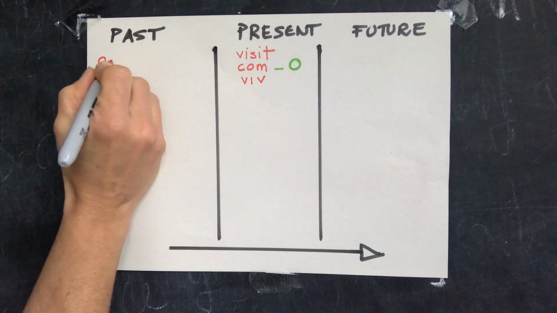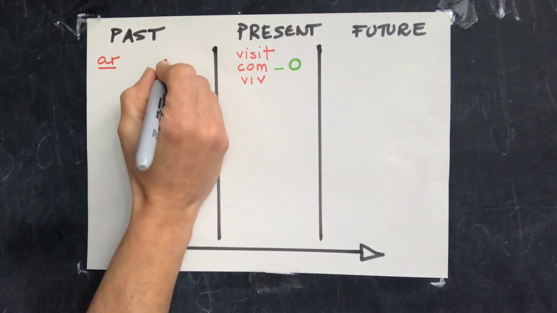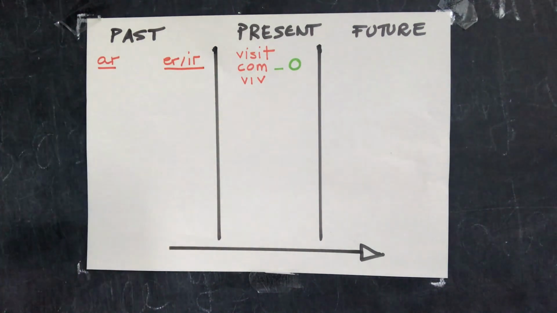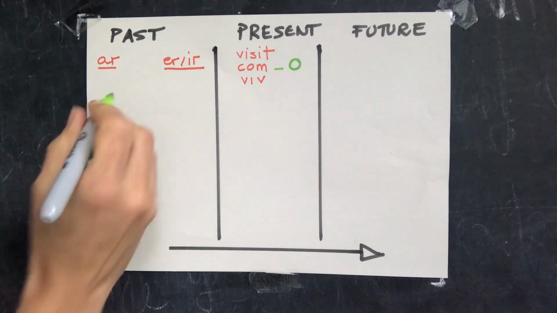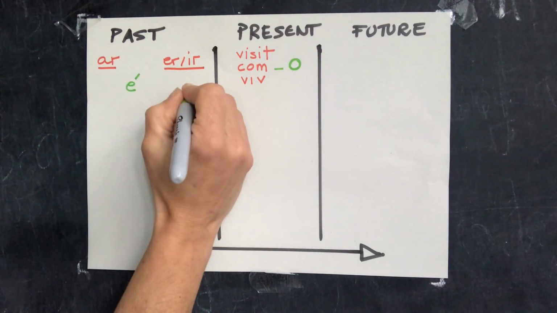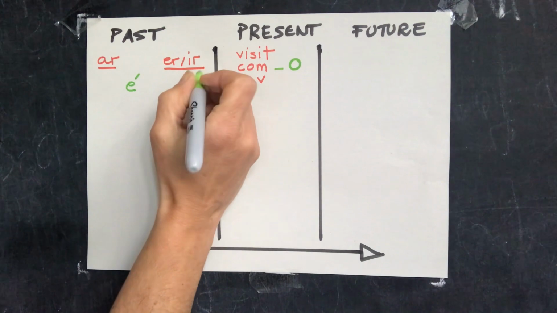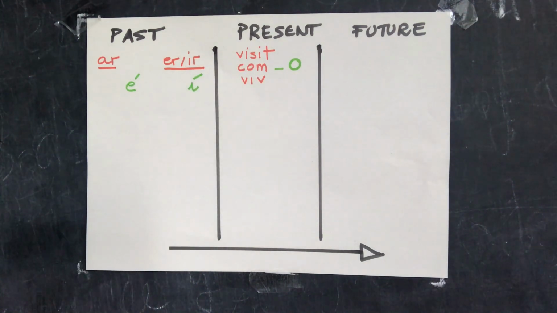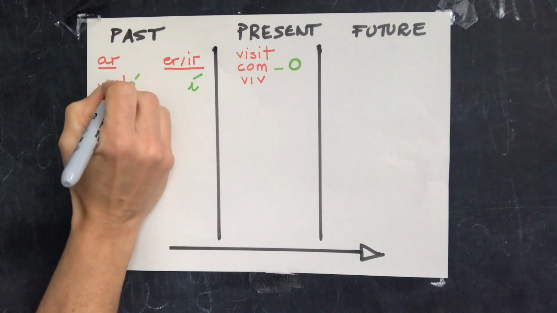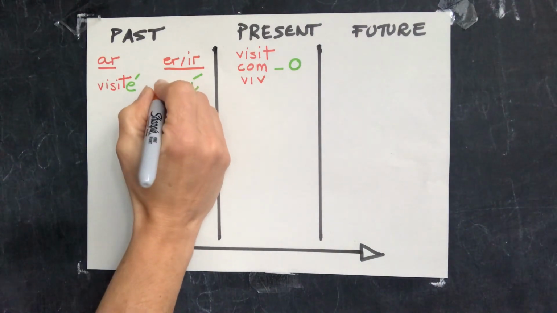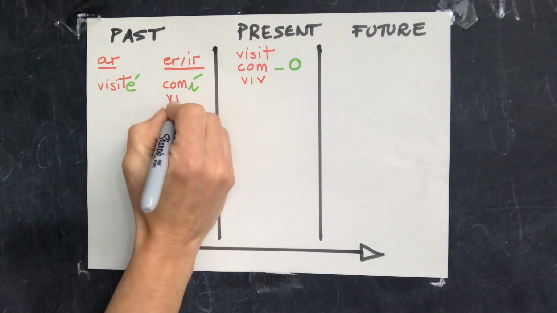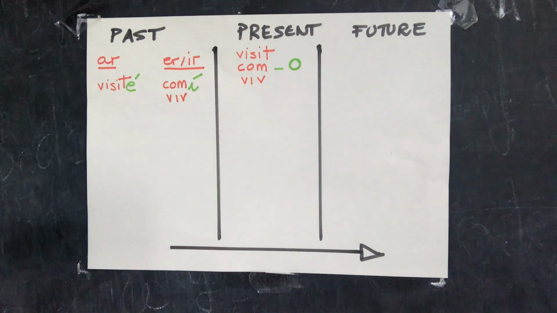The past is going to be a bit harder because we have 2 endings to remember. One for AR verbs like visitar and one for ER and IR verbs like comer and vivir. The ending for AR verbs will be an E with an accent, and the ending for ER and IR verbs will be an I with an accent. Visitar will become visité. Comer will become comí, and vivir will become viví.